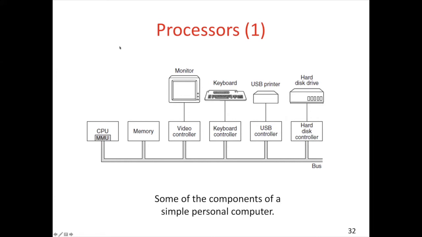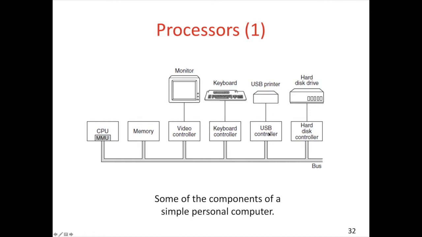Some of the components of a simple personal computer are given here. We have the central processing unit placed on the main board of the computer and also main memory elements placed on it. For the monitor, which is the basic output device of a personal computer, we have a video controller. And for the keyboard, which is the basic input device for the computer, we have a keyboard controller.